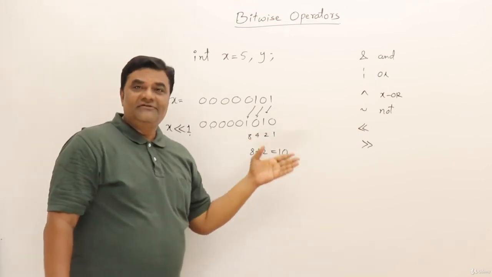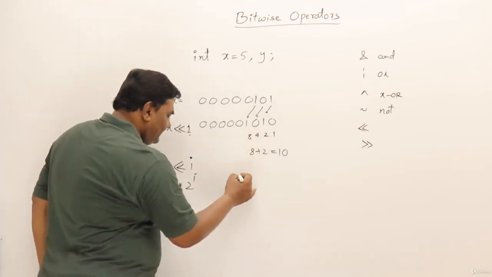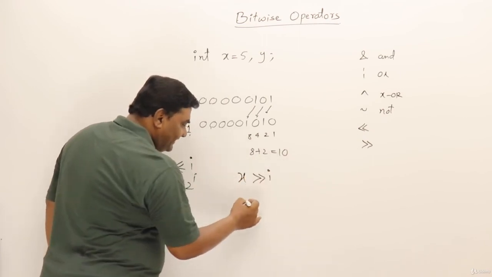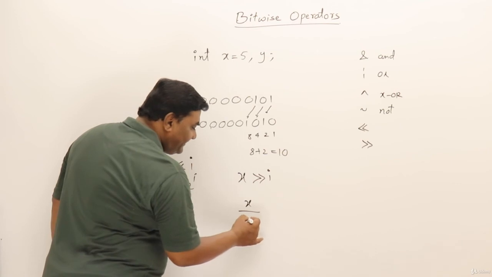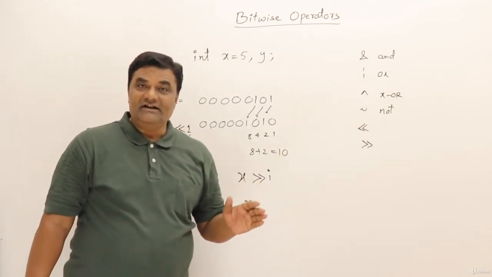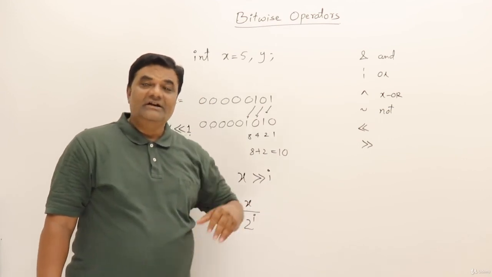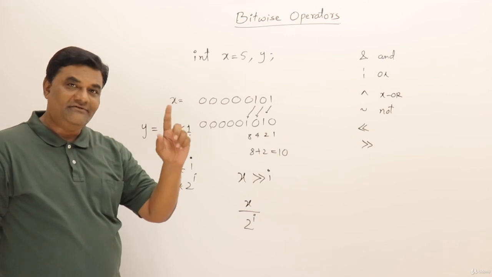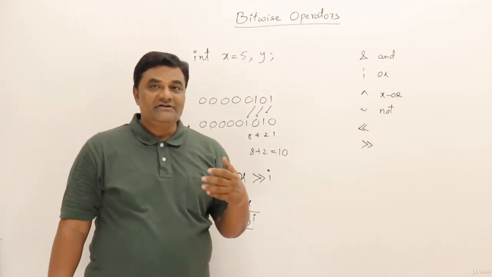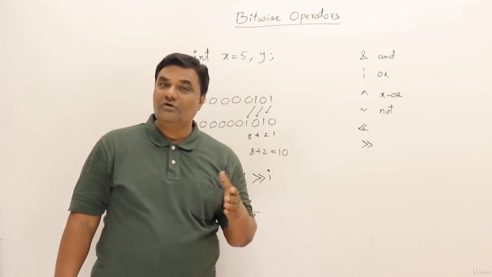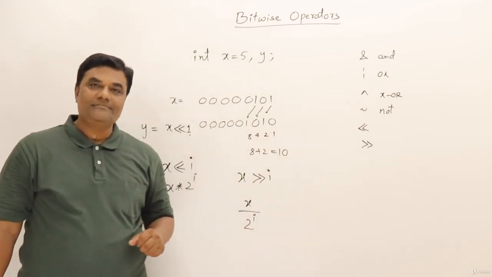Similarly, if right shift is used, if I say x right shift by I, then x will get divided by 2 power I. So 5 will get halved, that is 2, as an integer division. If it is 10, it will become 5. So the number will become half if you right shift by one place. If it is done by 2 places, then it is divided by 4, that is, it will become a quarter.